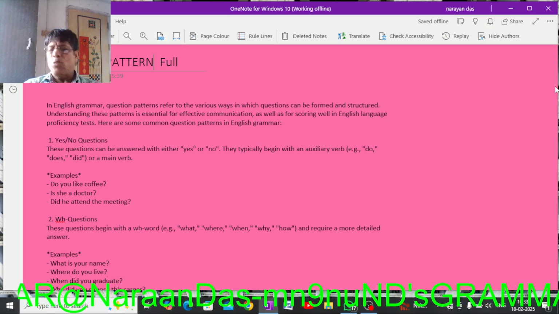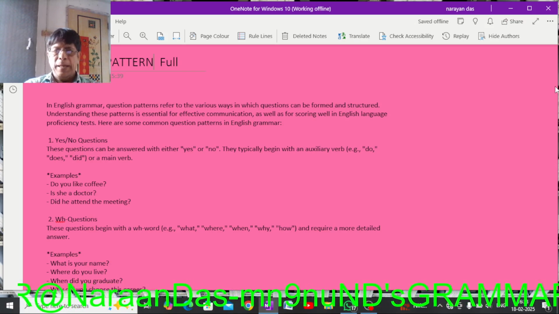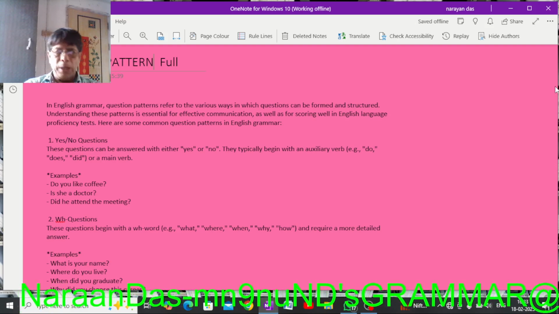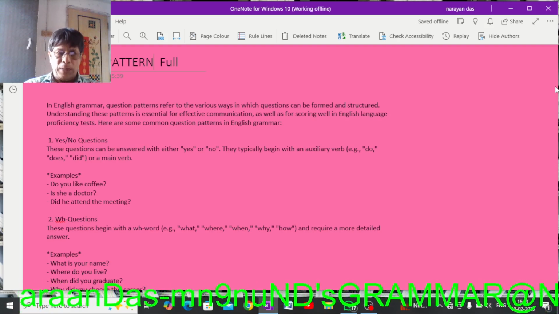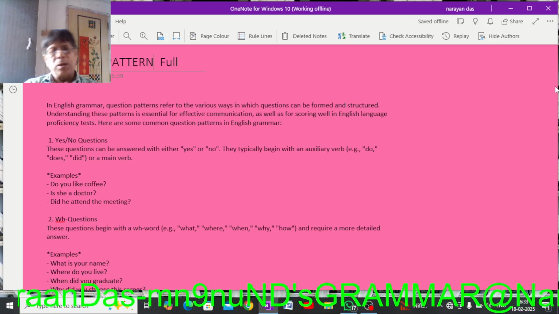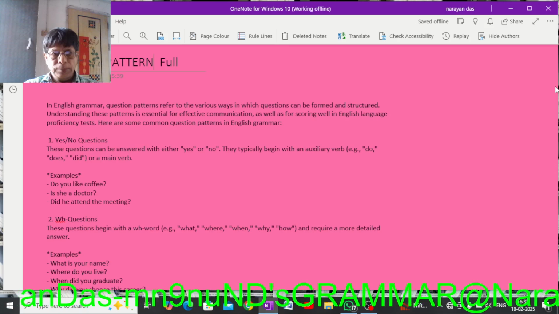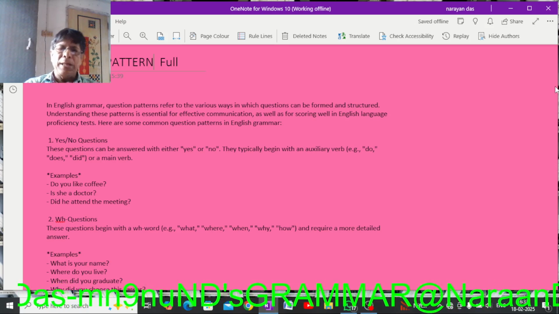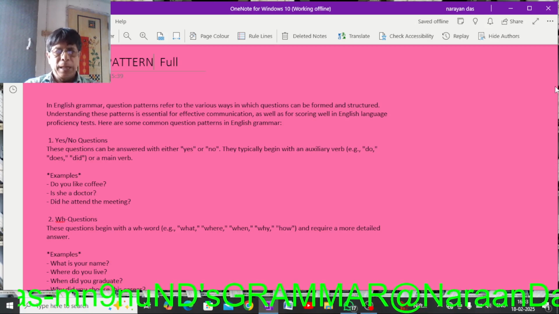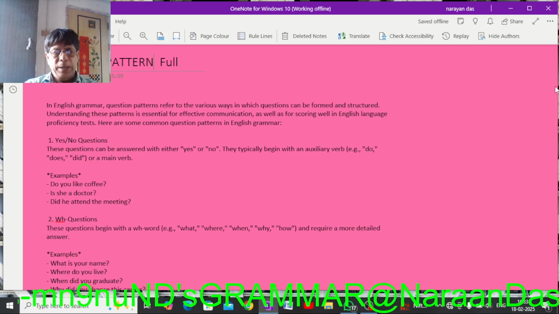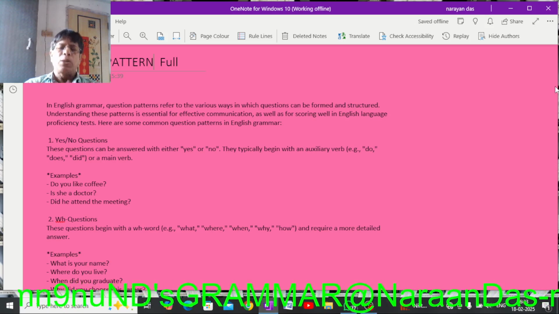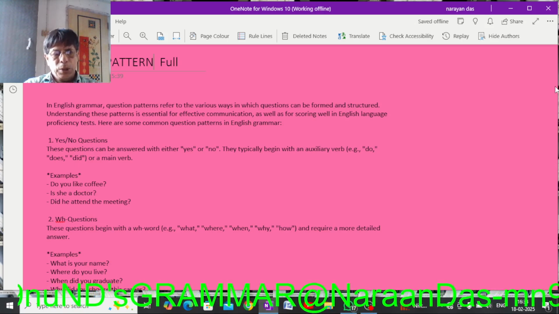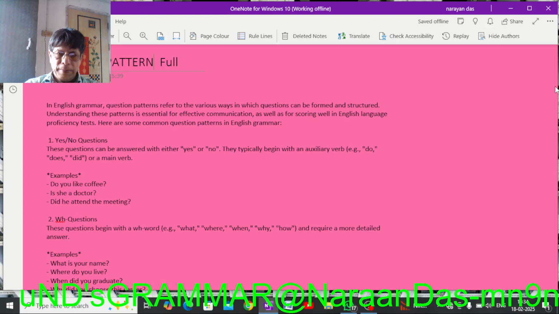Do I eat rice? Then, he eats rice. Here does will be used because of the third person singular subject. Does he eat rice? Then, he ate rice, simple past tense. Here the helping verb did, which is the past form of do, will be used. So, did he eat rice?